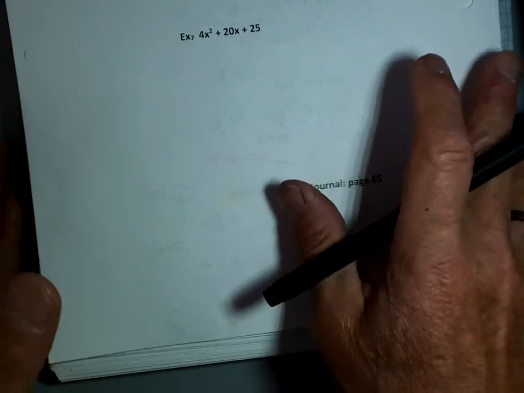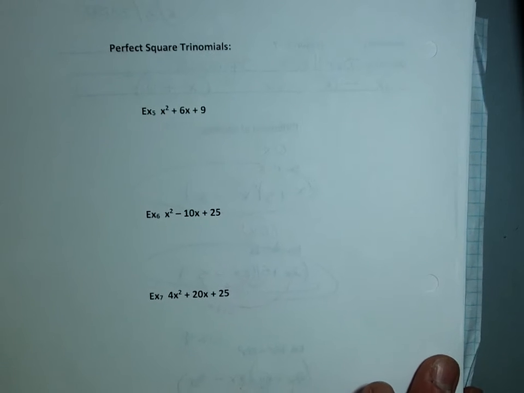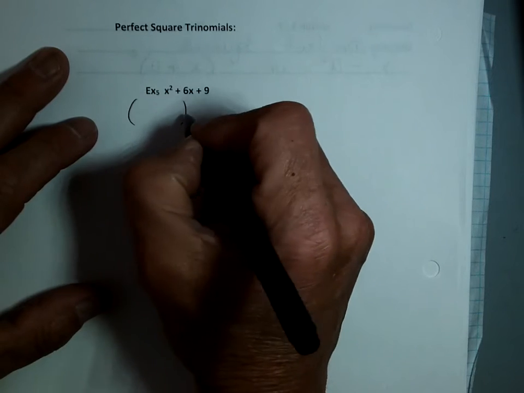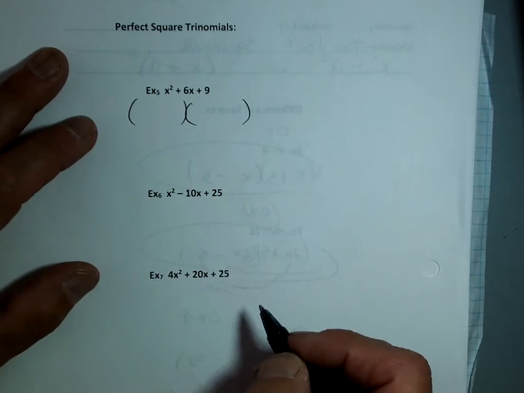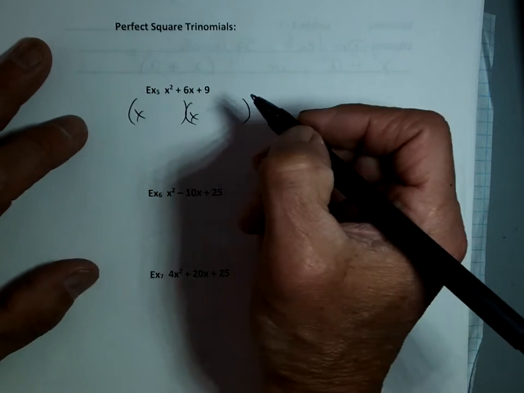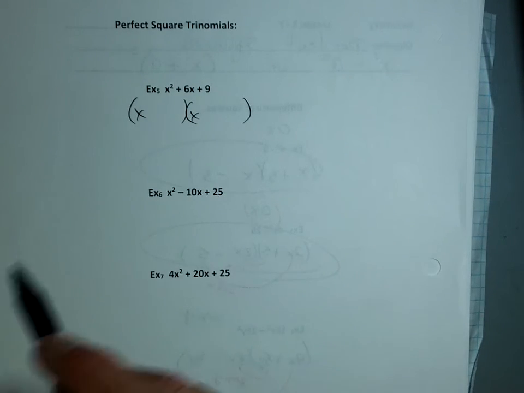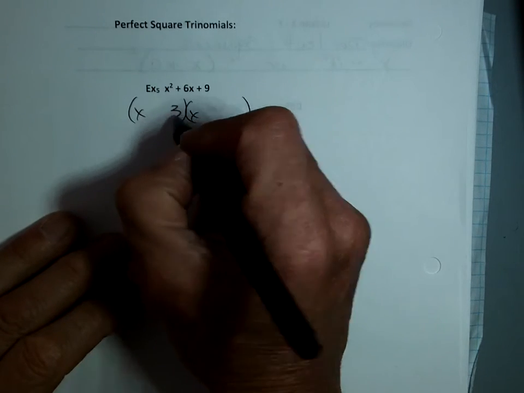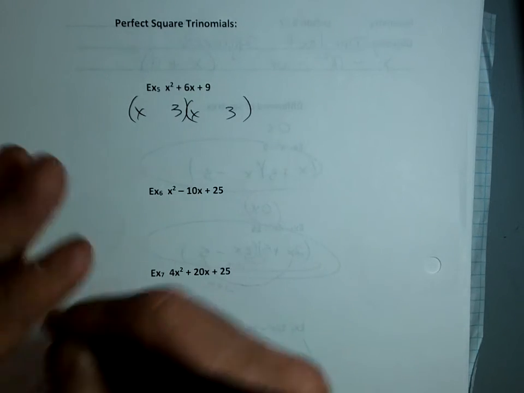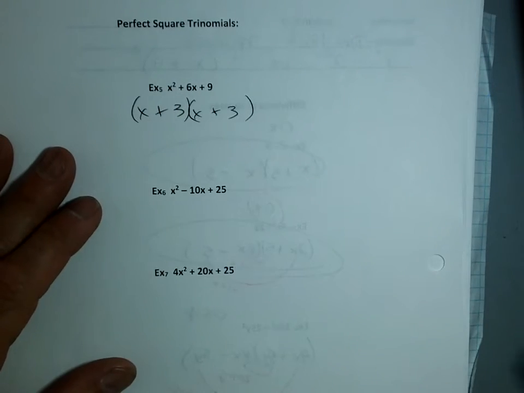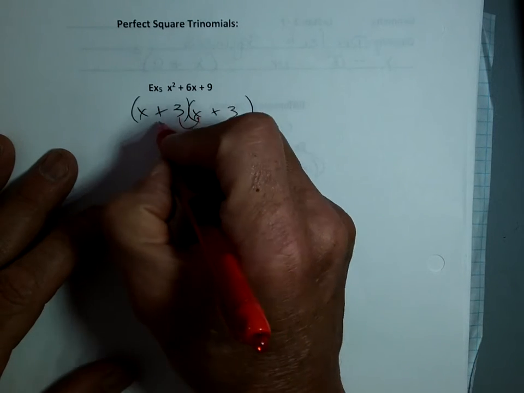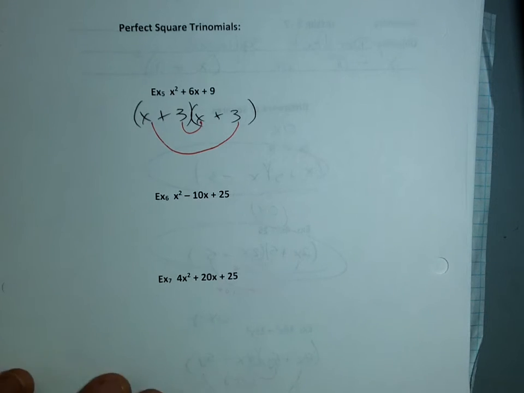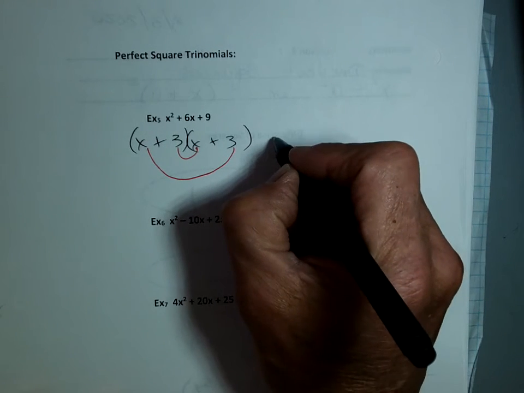Okay, so now these are different. Okay, Rally, this may answer your question, right? So we do have a middle term at 6, so I'm still going to go parentheses, okay? I'm going to go x and x because that's going to make my x squared. And then I'm going to go, what are the multiples of 9? Well, 3 and 3 and 9 and 9. But I like 3 and 3 because if I did my double smiley, I'm going to get my 6x. Everybody agree?